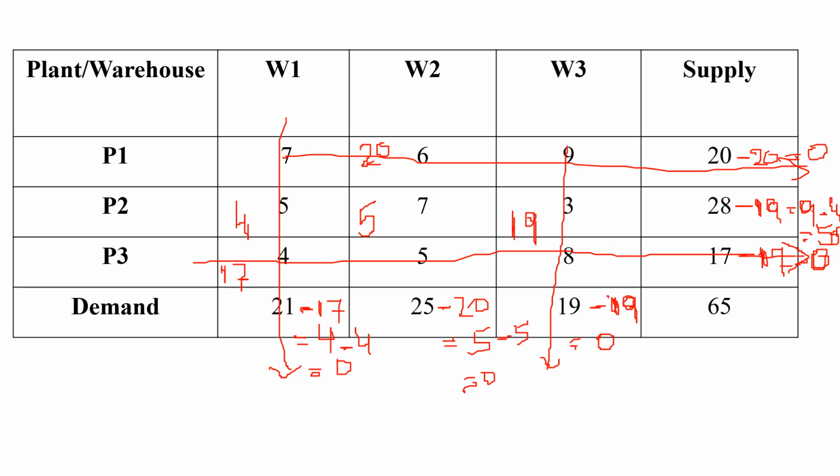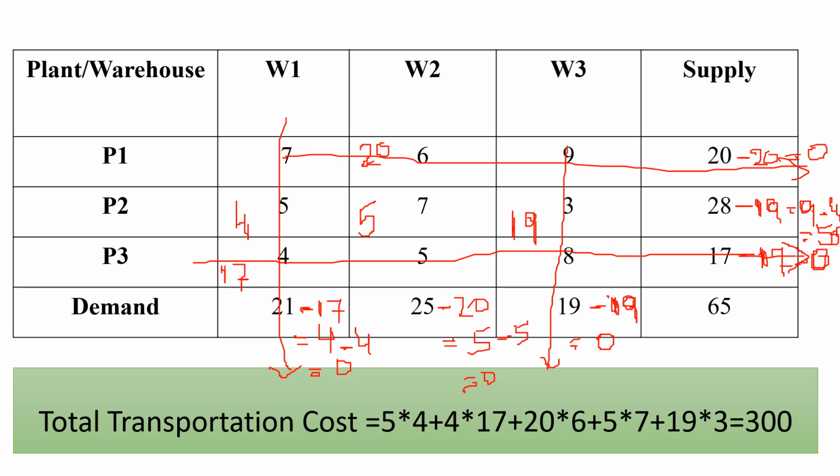In this way, do you know what the total cost should be here? Total cost, let me make it round: 5 into 4, okay. Second, 4 into 17. 20 into 6. Okay, fine. 5 into 7. And 19 into 3. In this way, the total cost is 300 rupees or 300 units.